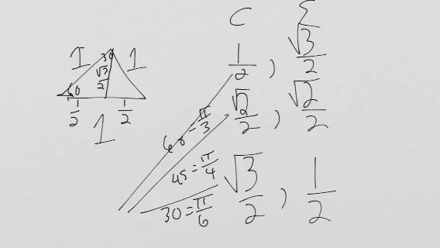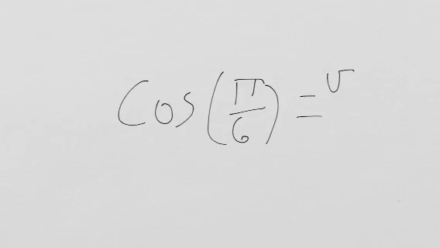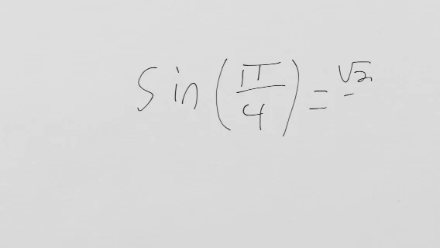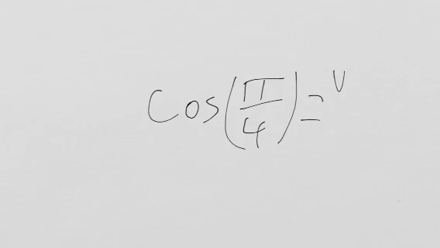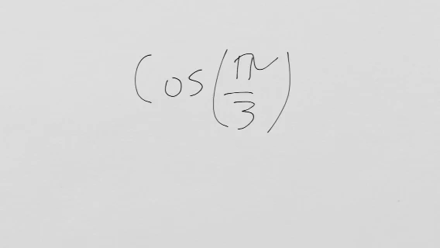So then using what we just did, we can figure out that sine of pi over 6 is 1/2. Cosine of pi over 6 is root 3 over 2. Sine of pi over 4 is root 2 over 2. Let's go back to our circle and reference it. Root 2 over 2 again. Sine of pi over 3 is root 3 over 2, and cosine of pi over 3 is 1/2. And we're done.